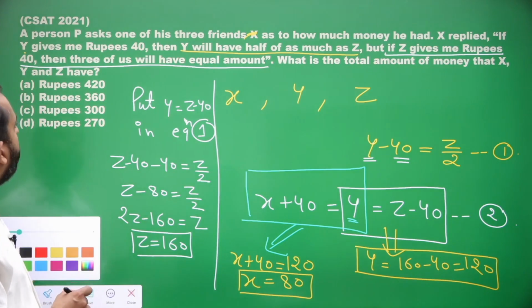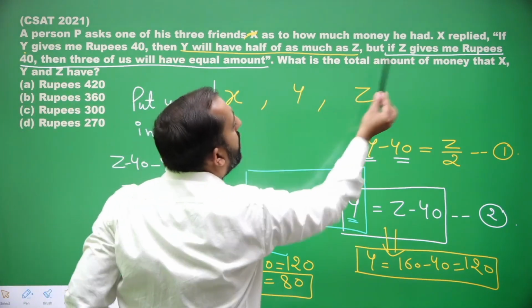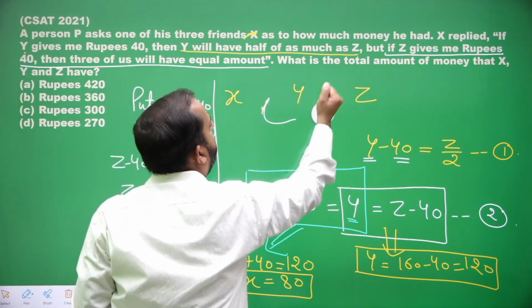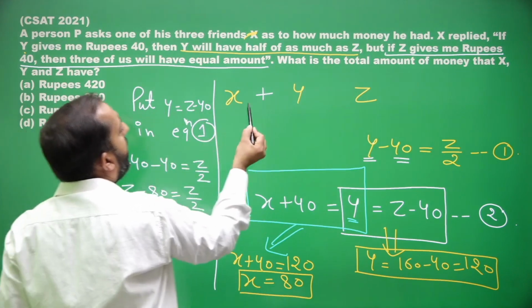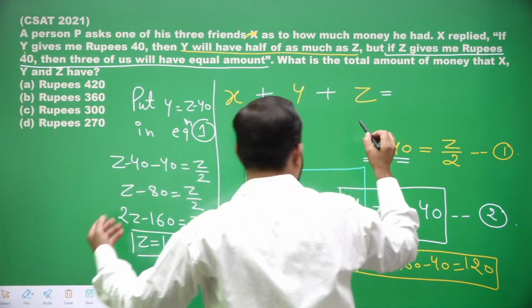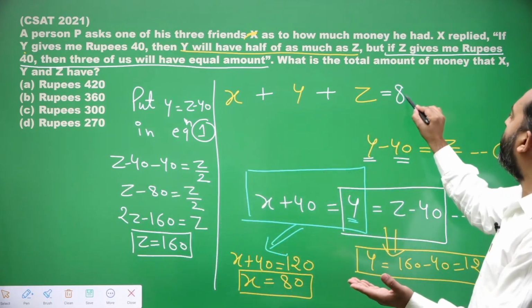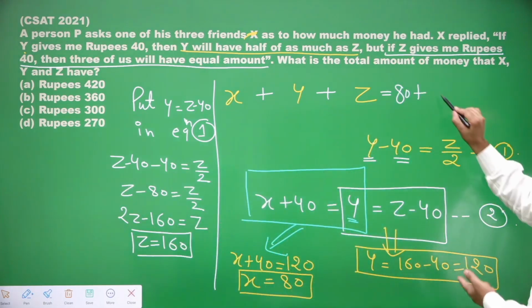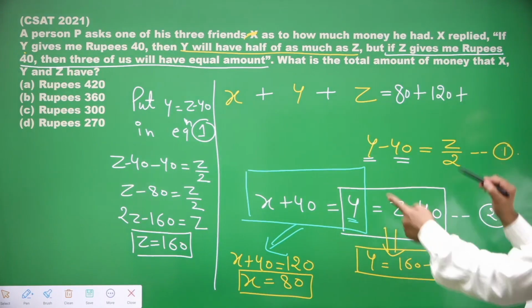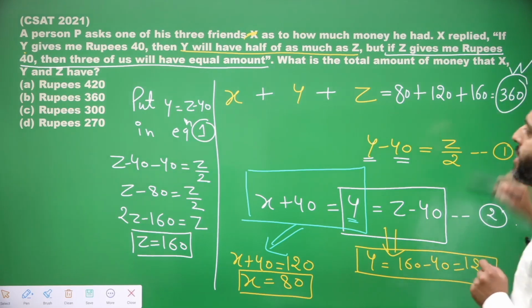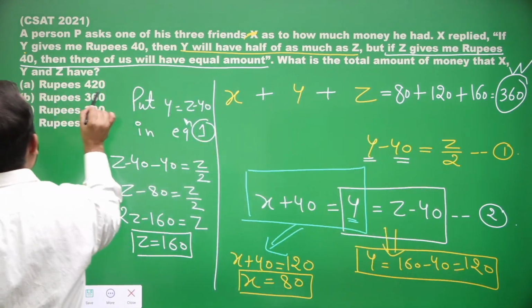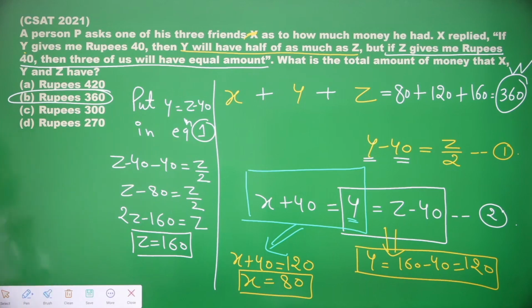Now, we are looking for the total amount of money with X, Y, and Z. So the total amount of money with X, Y, and Z should be X plus Y plus Z, which is equal to money with X, 80, plus money with Y, 120, plus money with Z, 160. If you add it, what does it give us? 360. So 360 is the final answer of this question. Option B is the right choice. Please make a note of it.